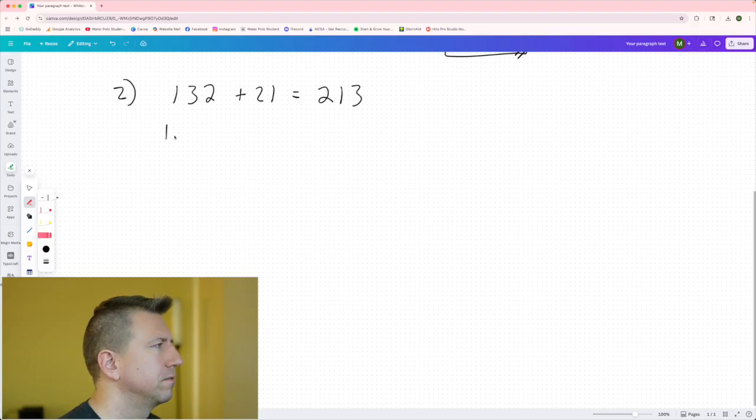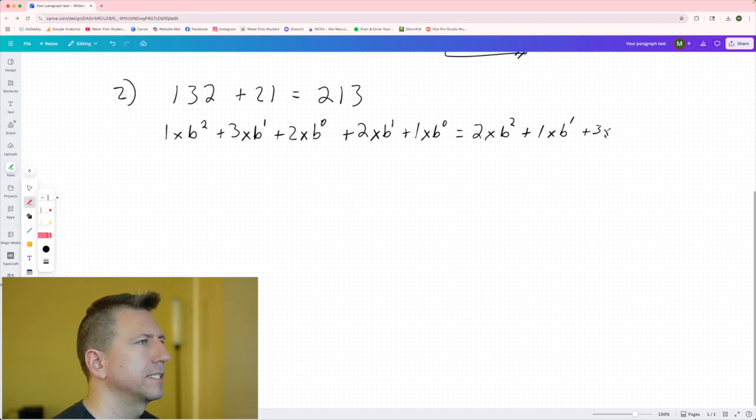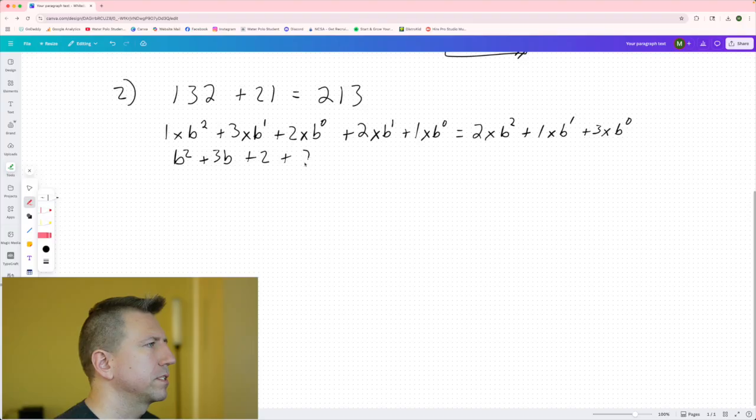So we have 1 times b squared plus 3 times b to the 1 plus 2 times b to the 0, plus 2 times b to the 1 plus 1 times b to the 0, is equal to 2 times b squared plus 1 times b to the 1 plus 3 times b to the 0. And so we have b squared plus 3b plus 2 plus 2b plus 1 is equal to 2b squared plus b plus 3.